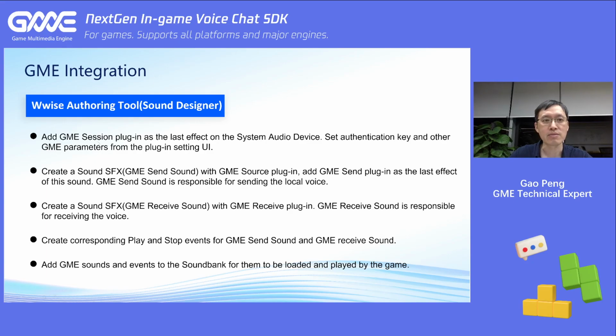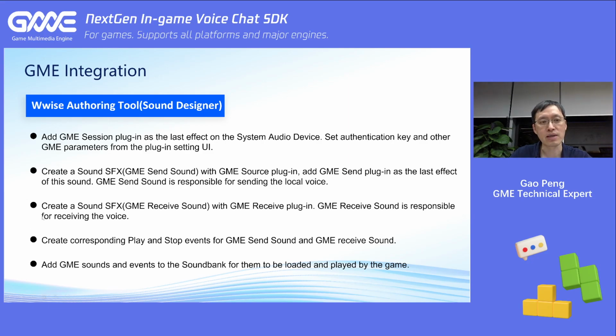First, add GME Session plugin as the last effect on the system audio device. Set authentication key and other GME parameters from the plugin setting user interface. Then create a new sound called GME Send sound with GME Source plugin. Add GME Send plugin as the last effect of this sound. GME Send sound is responsible for sending the local voice.